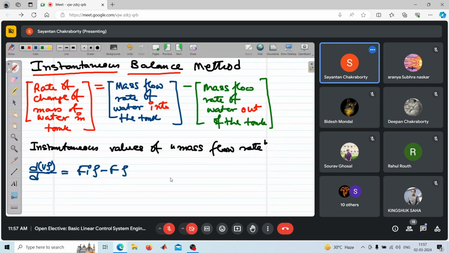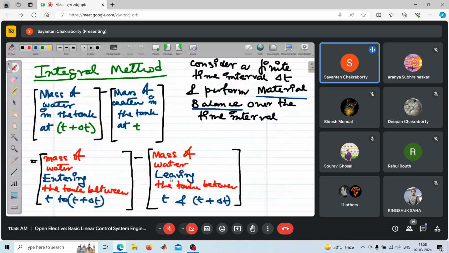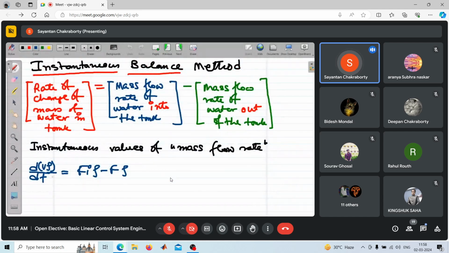So directly in a single statement, you can arrive at this instantaneous balance method. So obviously you will ask, if it is so very easy, then why are you wasting our time concentrating on this integral method? Now, this instantaneous method is only true where you can assume the system to be lumped, or it is a point phenomenon, or there is no distribution of mass or density, anything like that. Then only you can consider the entire mass to be a unified one, and you can apply this rule.